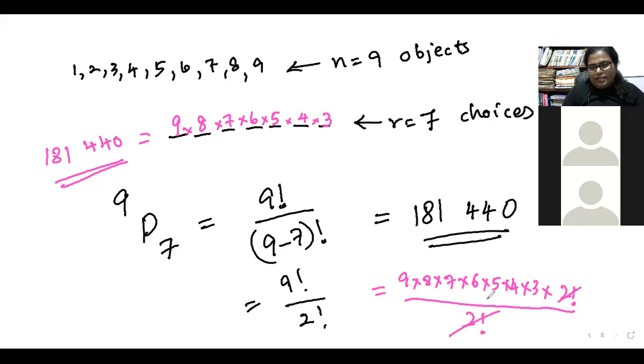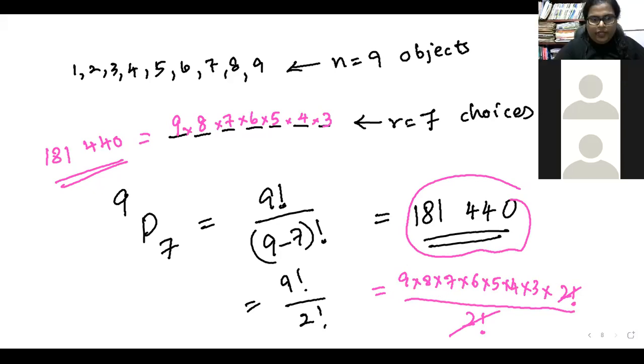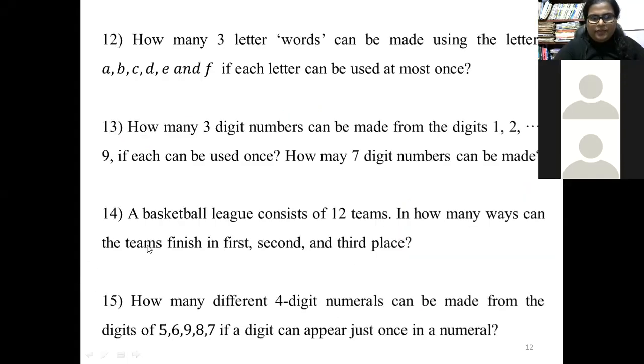So you have to take the multiplication of these numbers for taking this answer, right? Okay, then we'll see the next question quickly. Here, in the 14th question, it is given that a basketball league consists of 12 teams. In how many ways can the teams finish in first, second, and third place?